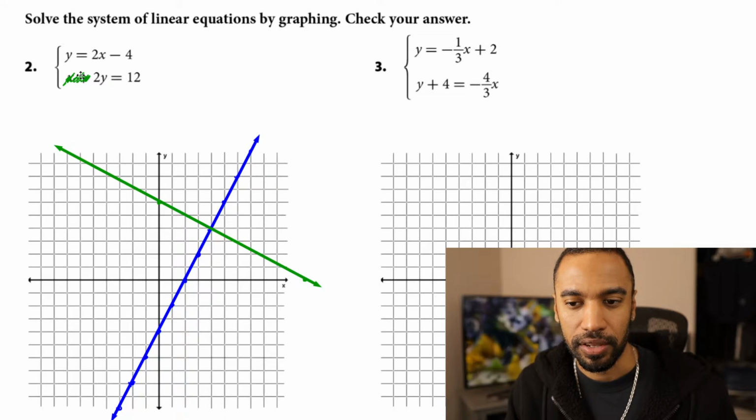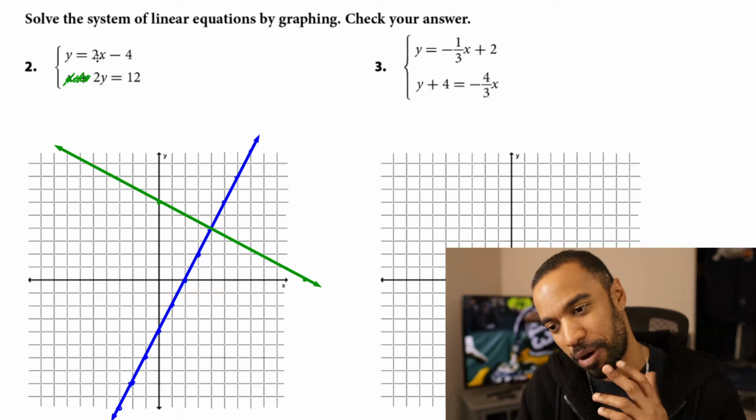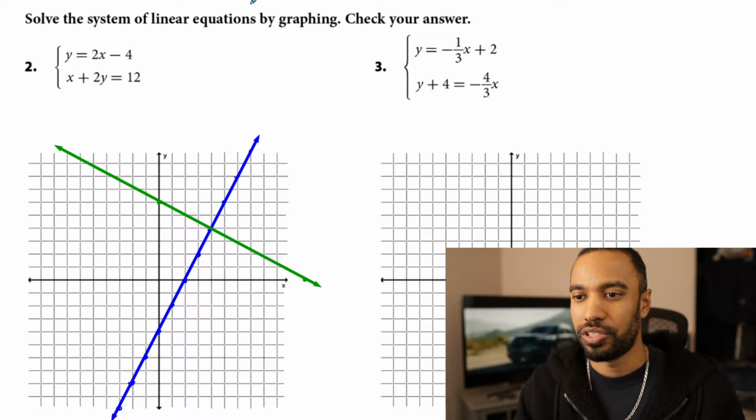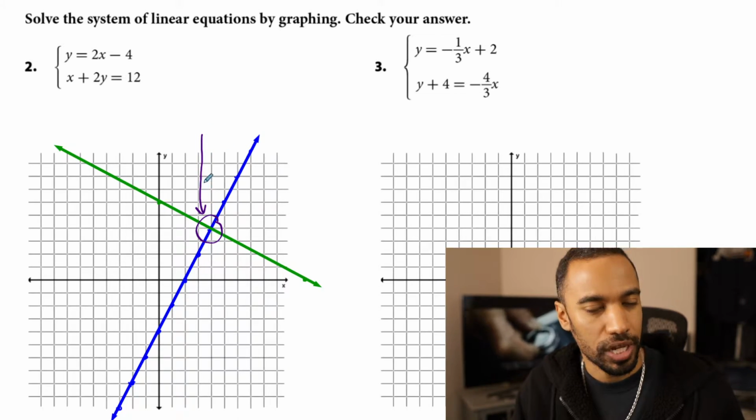All right, so I graphed both of my lines here. The question now becomes, and this is interesting, these lines are actually perpendicular. They make a right angle. The question is, what is the solution to the system? And furthermore, how do I know? How can I double check it?